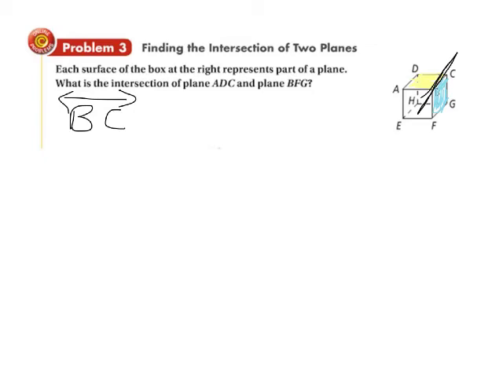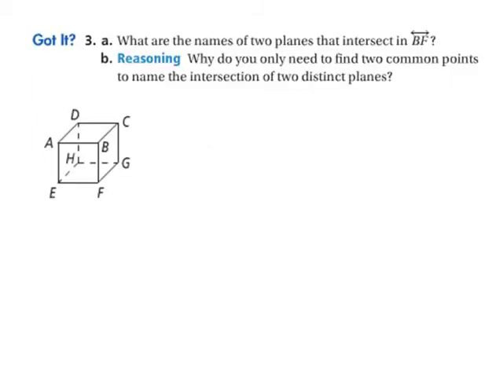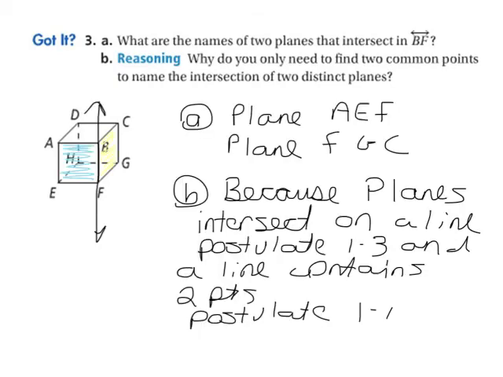It's going to extend. All right, it's your turn, so go ahead and turn this off, or stop it, actually. Give it a go, and I'll put the answers up. All right, there's the answers. Now, do I expect you to know postulate 1-3 and postulate 1-1? No, I expect you to understand that postulate 1-3 says that two planes intersect at a line, and that postulate 1-1 says that a line contains infinitely many points, but we really only need 2 points.